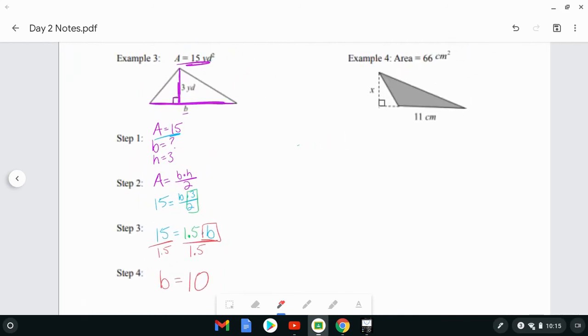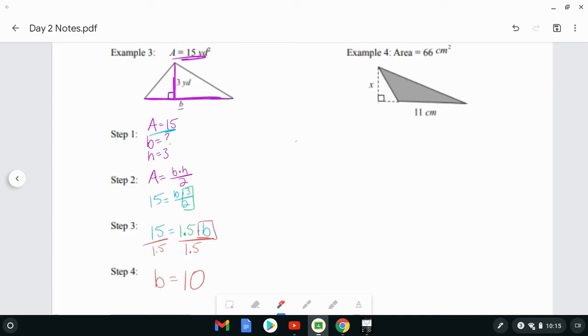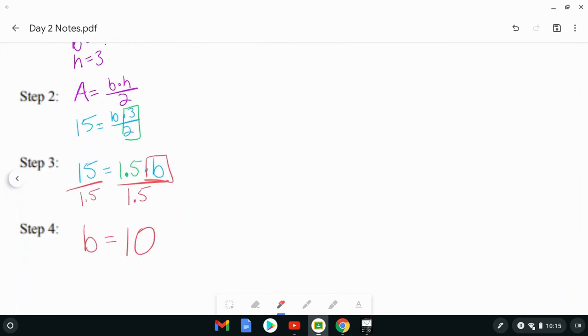The only difference is because you have that fraction, that one extra step before you solve is to simplify that fraction based on the values you know. Now that we have that variable, let's talk about the units. It's in yards, so the base is going to be 10 yards.